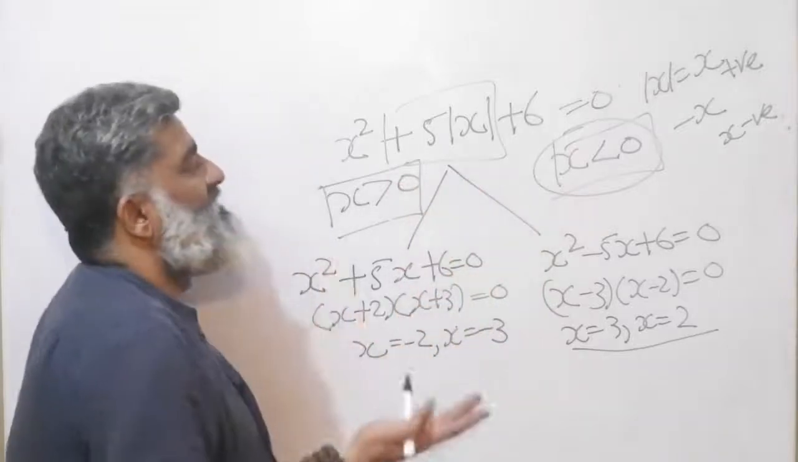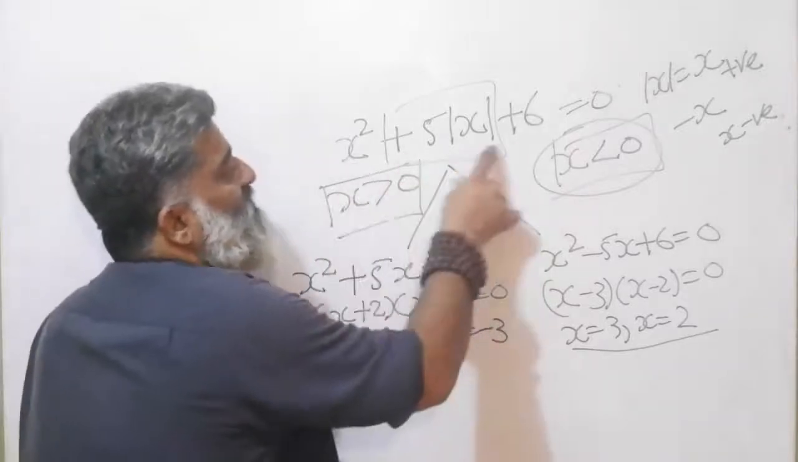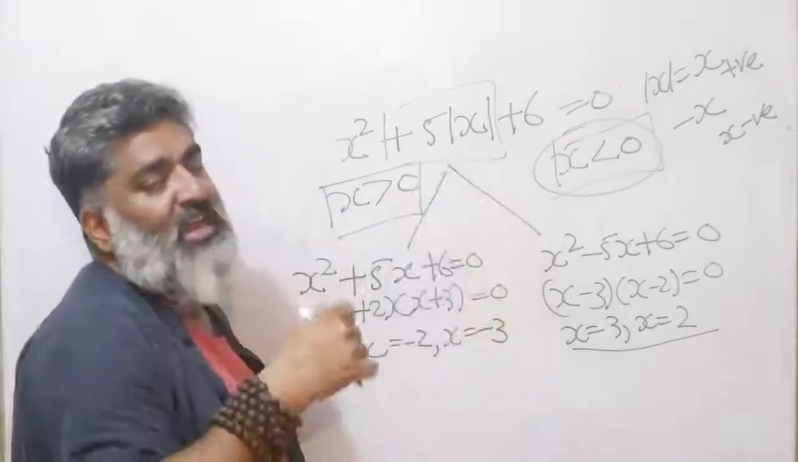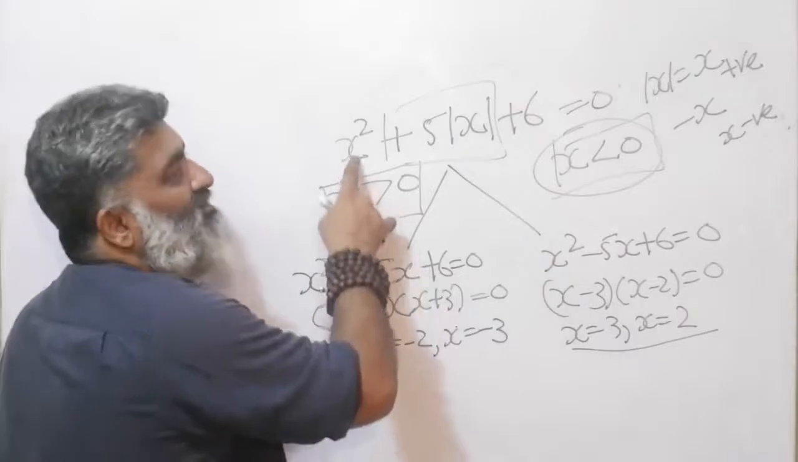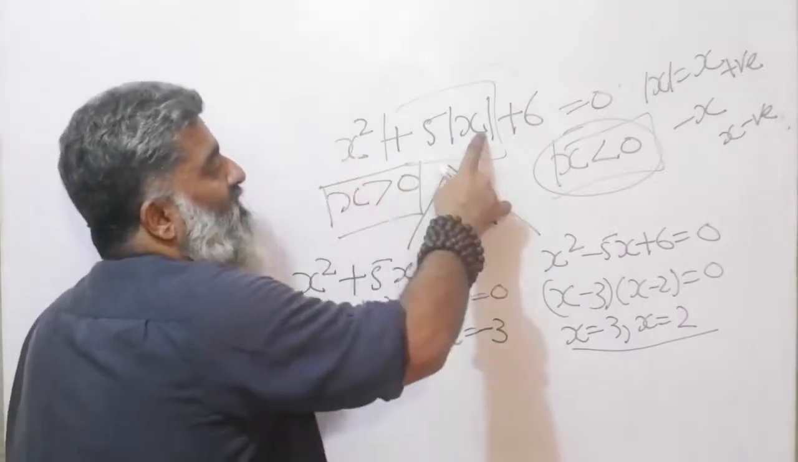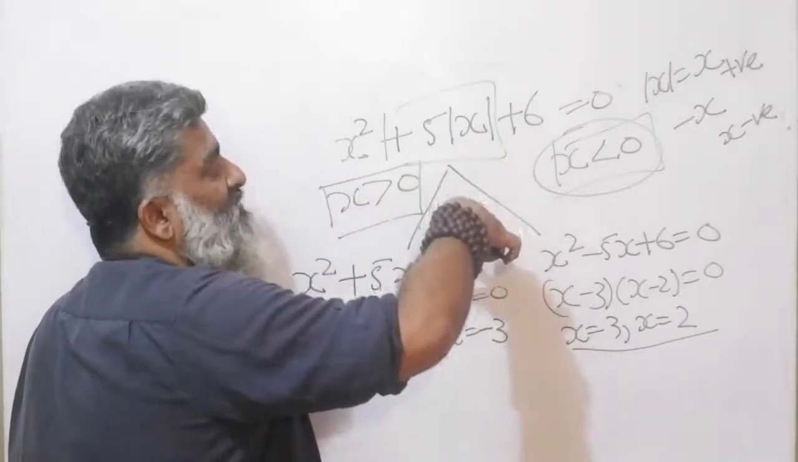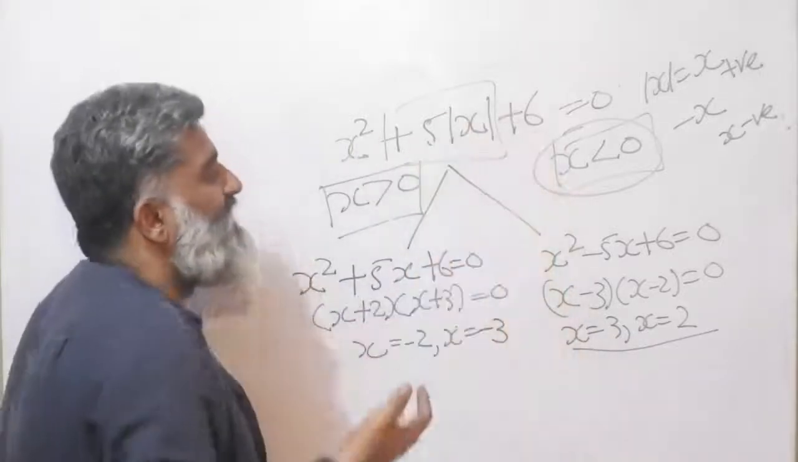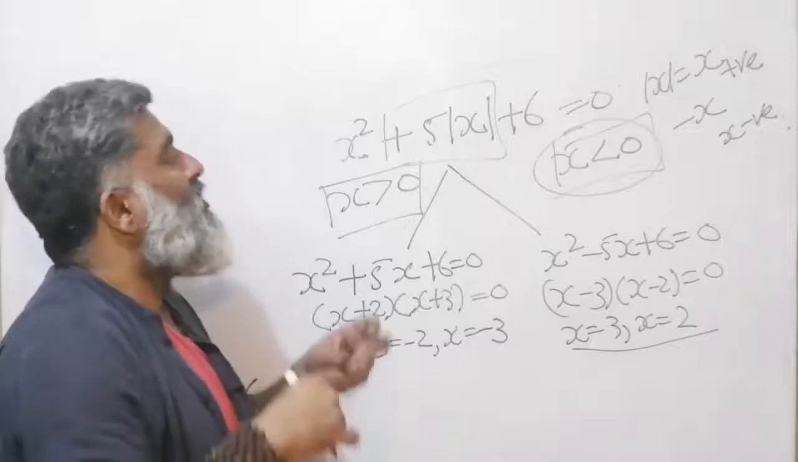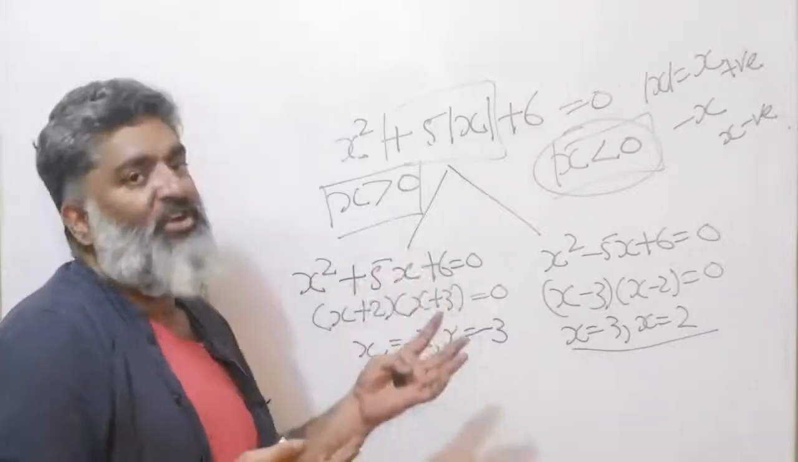Though, just as a bonus activity, in this equation I could have guessed that there will not be any solutions. Why? x square will always be positive. Mod of x, the result will always be positive, and there is a positive outside. So positive plus positive plus positive, how can it ever become equal to 0?